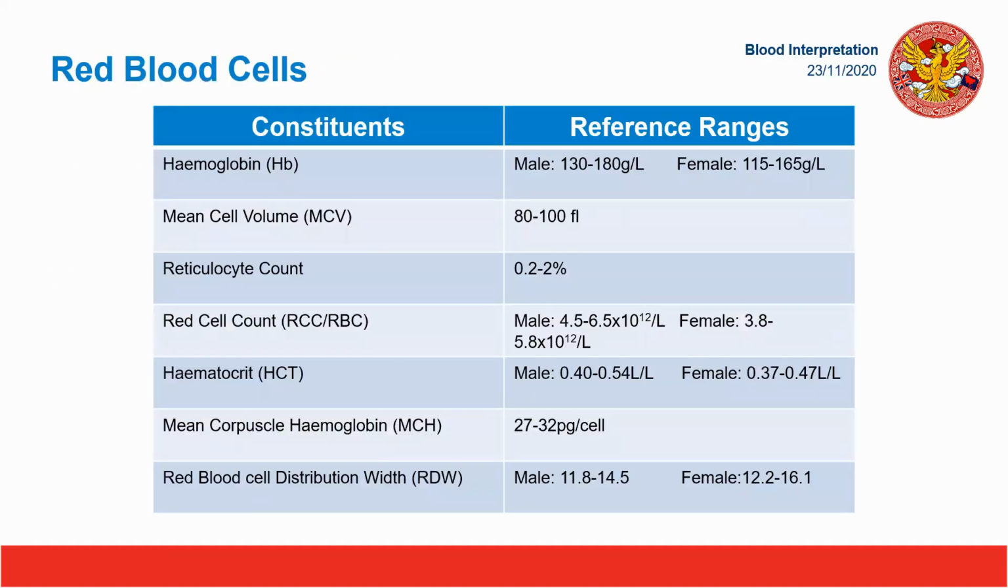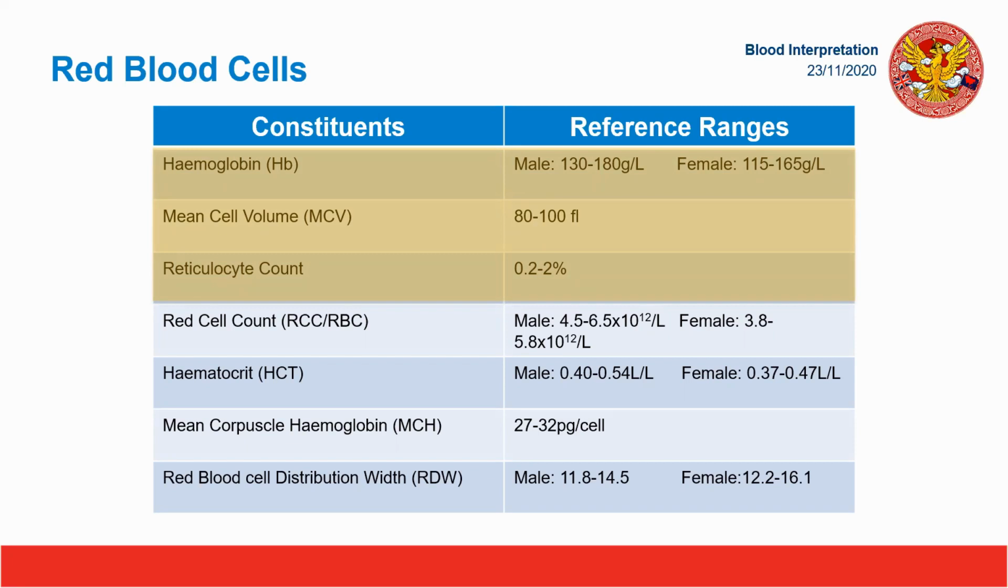And in terms of your red blood cells, you have all these figures, and you roughly have to know them. But what I would recommend everyone to get more familiar with are the first three. You're looking at your hemoglobin concentration, which is different in males and females. It's a bit higher in males. You're looking at your mean cell volume, which is between 80 to 100 femtoliters, and your reticulocyte count.